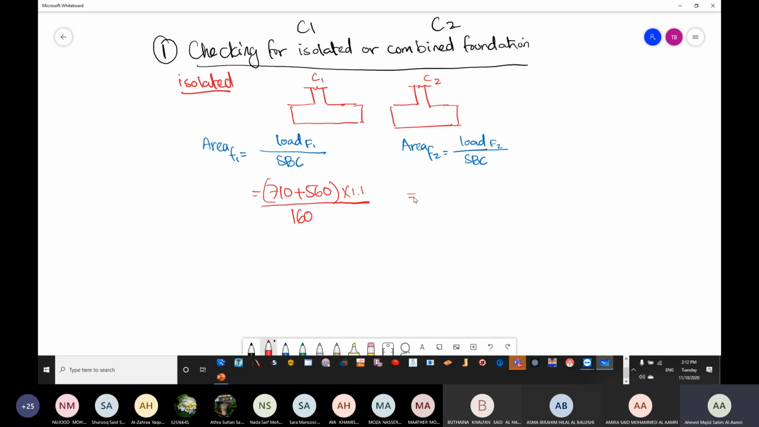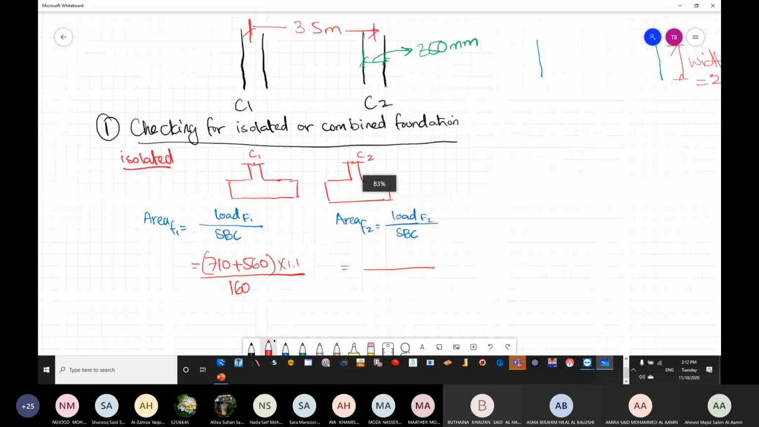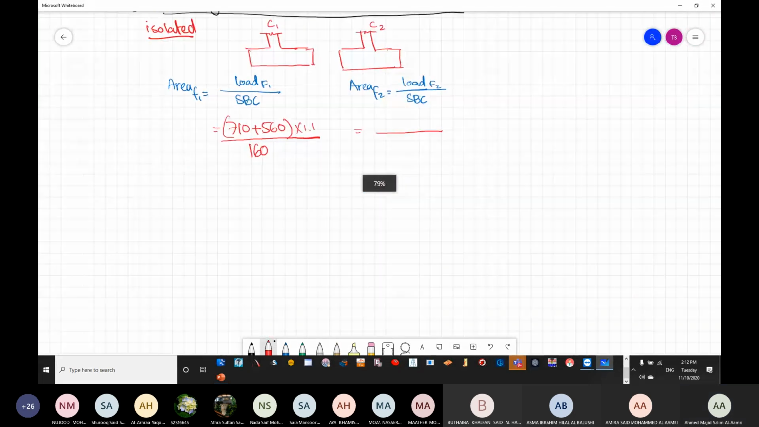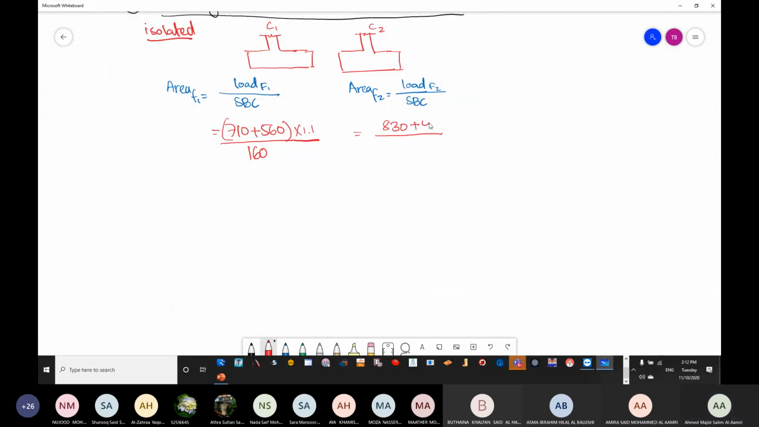Now for the other one, once again, we are going to see how much is the load coming on foundation number two, through column number two. So we have 830. And then we have 420. So 830 plus 420 multiplied by 1.1 divided by the safe bearing capacity. Now, what we are trying to do once again, we are trying to see how much is the area required if we are going to go for an isolated. Now, can you help me in getting the values here? How much is the area required for foundation one? So we have it as 8.731 meter square.